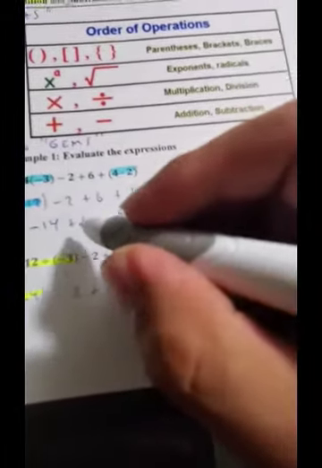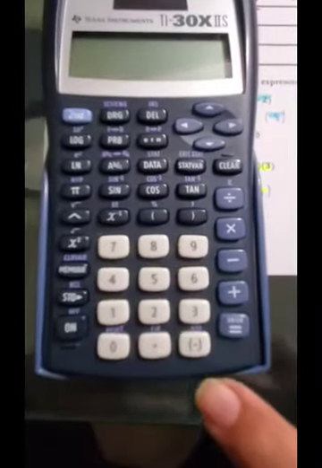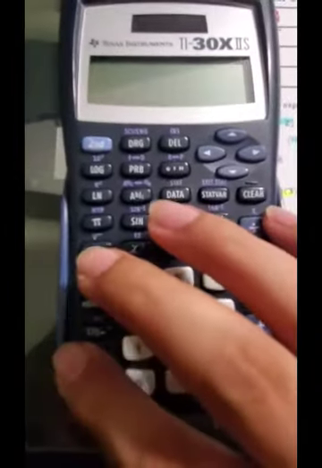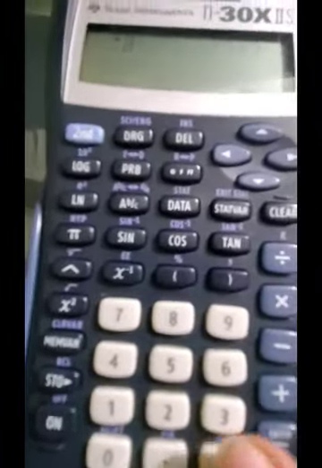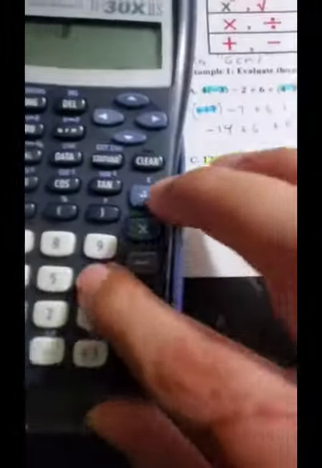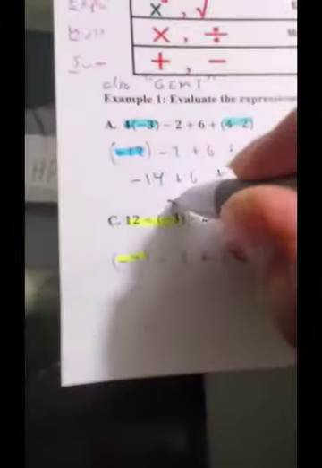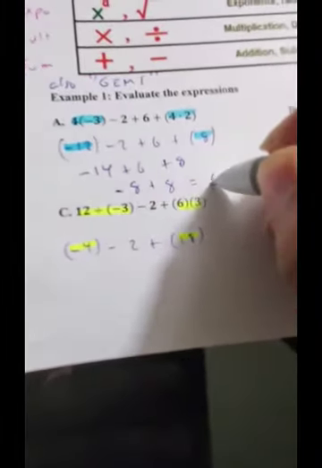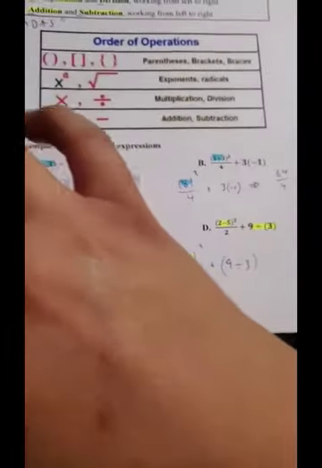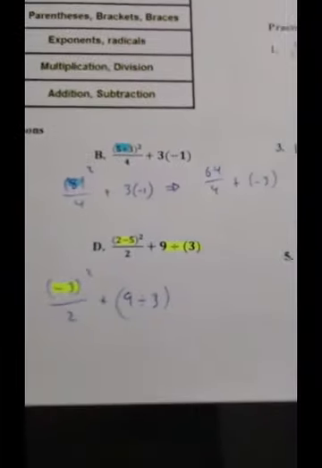Okay. So negative 14 plus 6. And you can use your calculator to help you out there. If you kind of need help, you can go ahead, turn it on, clear it out. Negative 14 plus 6. That'll give me negative 8. Okay. Negative 8 plus 8 will give me 0. So this is going to end up to be 0. Okay. So this is just a little calculator there to help you. You can use your phone calculator as well.